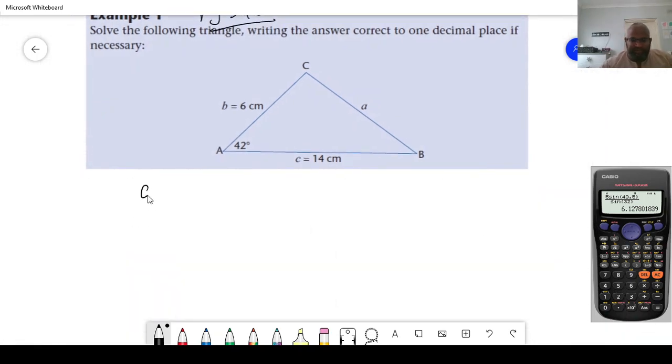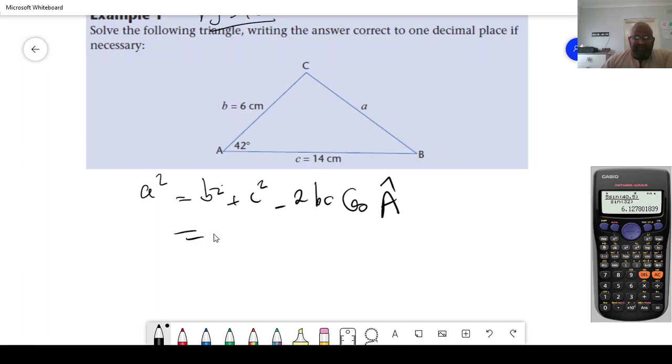So we're going to say a squared equals b squared plus c squared minus 2bc cos of angle A. Okay, that's the order. That's the formula. Alright. So it's going to be b squared plus c squared minus 2bc cos of angle A. Okay. So that is 6 squared plus 14 squared minus 2 times 6 times 14 cos of angle A, which is 42.